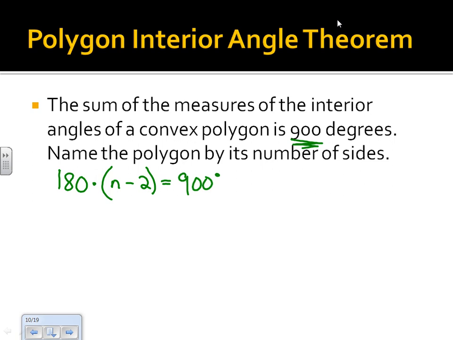What do I need to do first then? I've got to find out what n is, correct? How can I do that? I need to get it by itself. You could do the distributive property, but it's going to be easier if you don't. What do I need to get rid of from the left side? 180. But it's not subtract, because 180 is multiplied. So I need to do the inverse. What's the opposite of multiply? I need to divide both sides by 180.